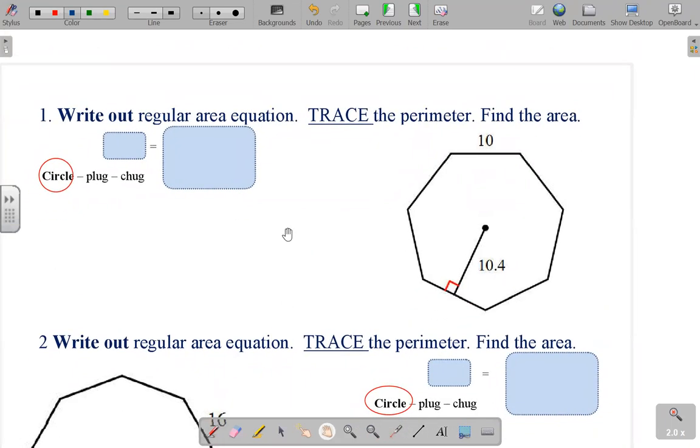For you guys, it's on the right-hand side. Problem number 1? Okay, Taylor, read the instructions, please. Go.